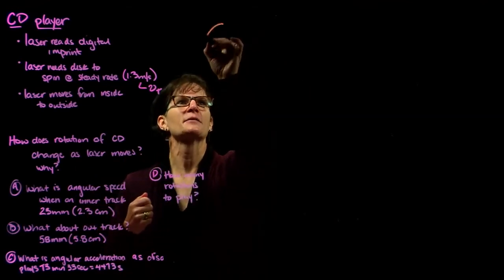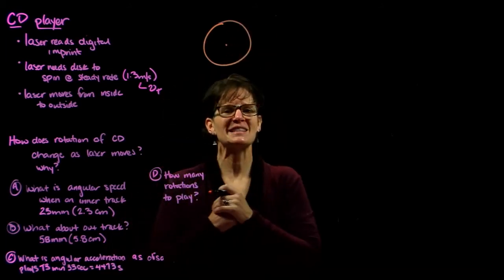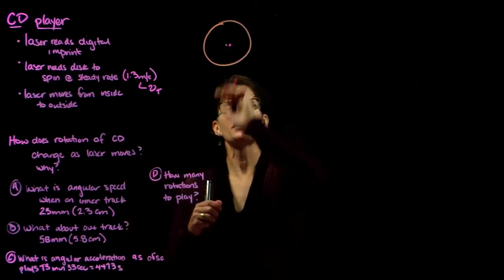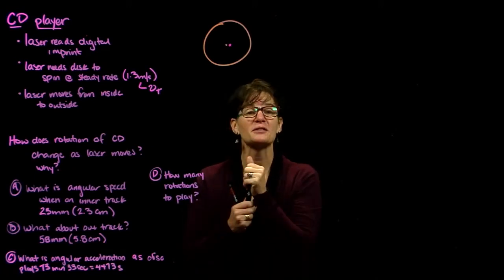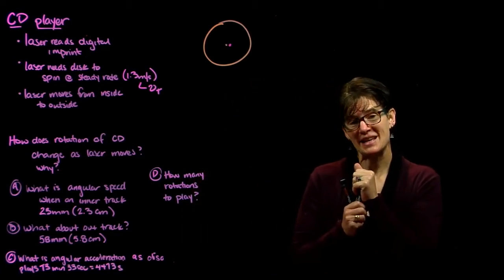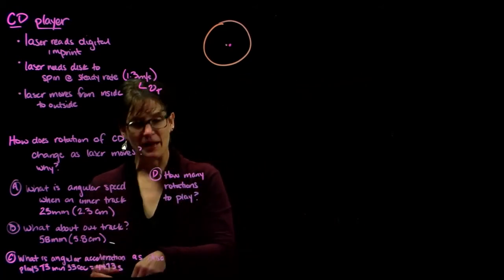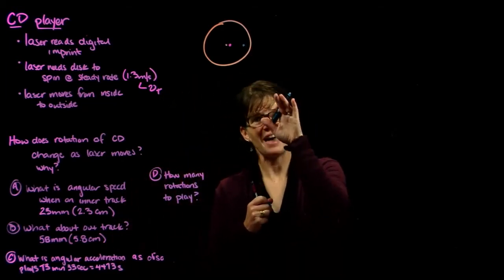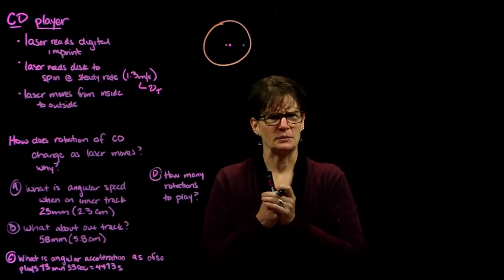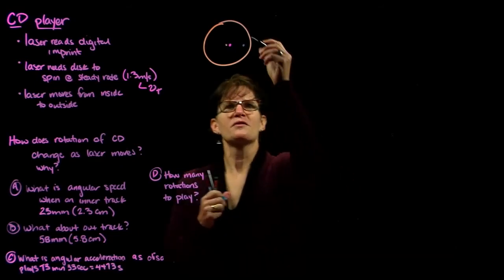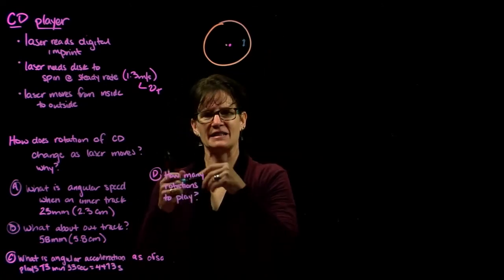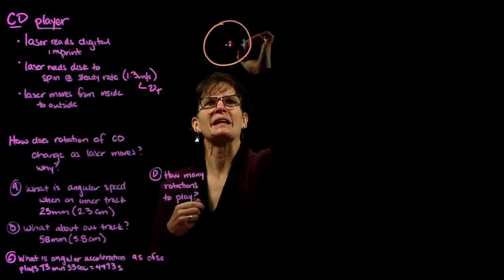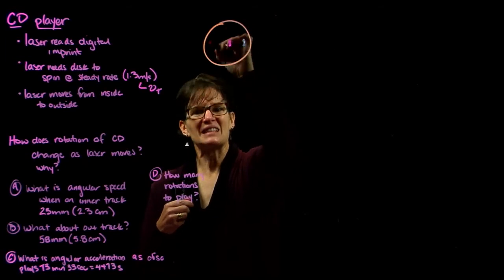So imagine here's our disc. There's the center of the disc. If the laser is directly under this point, then that point on the disc has to be spinning with a tangential velocity of 1.3 meters per second. And if my laser moves to a track further out on the disc, that point has to be spinning at 1.3 meters per second. Well, in order for this point to be spinning at 1.3 meters per second, like this point was spinning previously, this has to go farther.